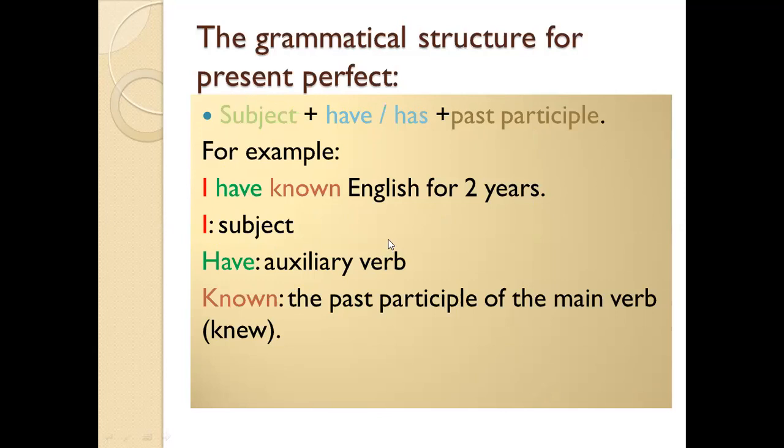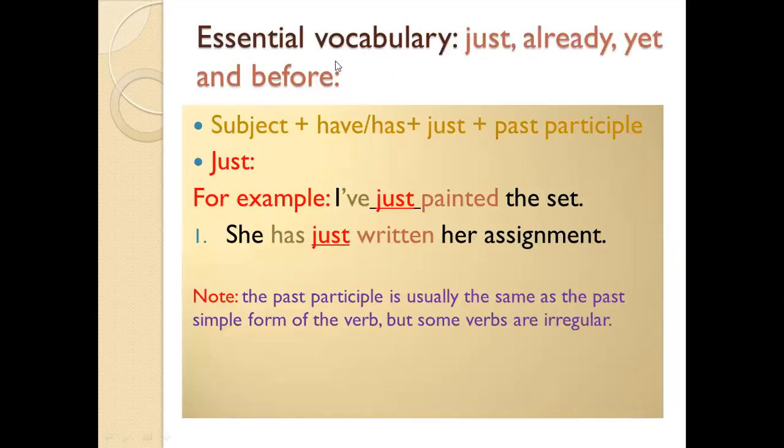And as we know, since, for, ever, and never are essential vocabulary that we use just with the present perfect. And also we have other essential vocabulary like just, already, yet, and before.